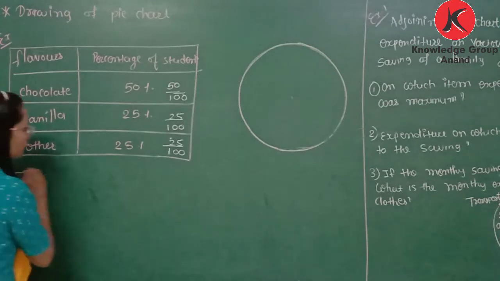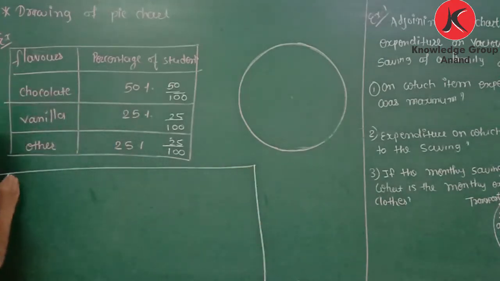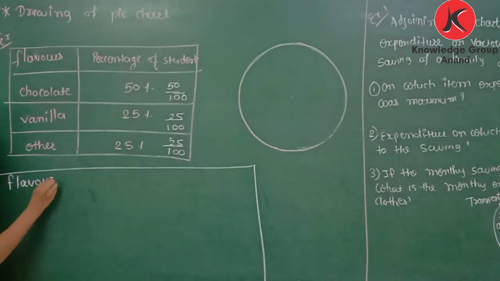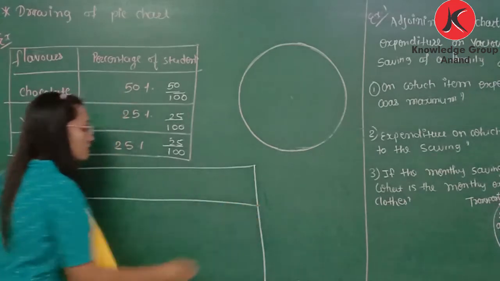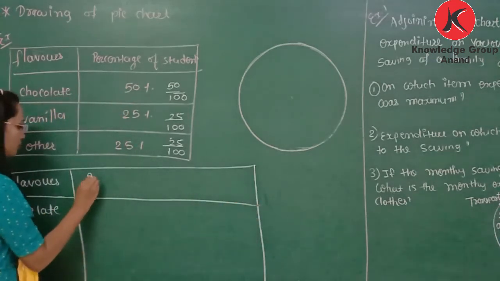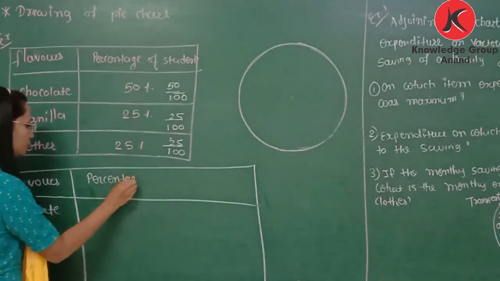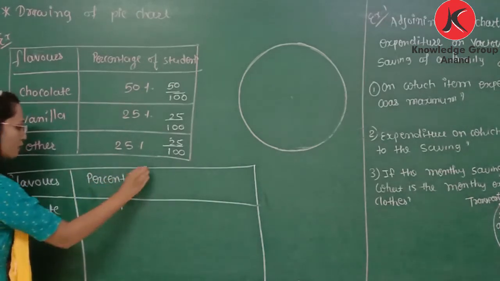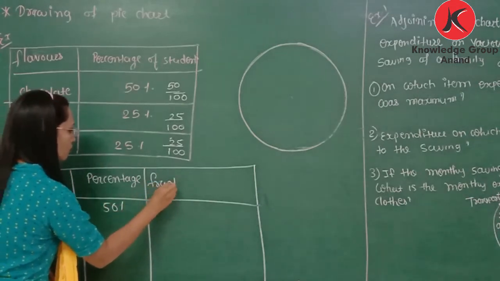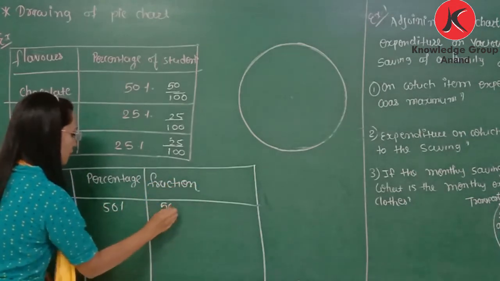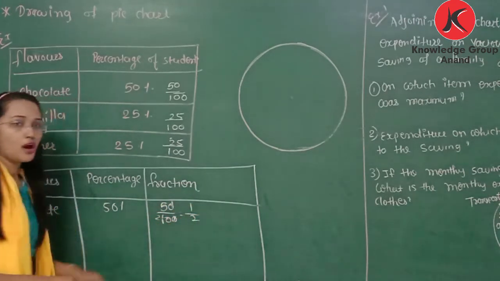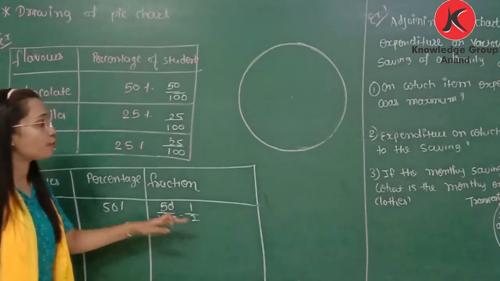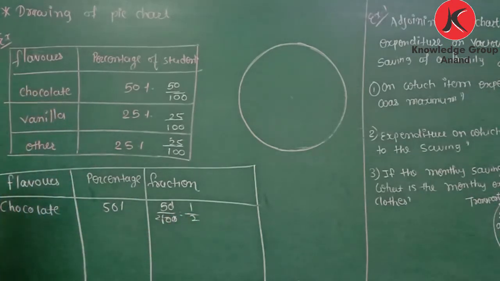So, let's make a table for that. Here, flavors. So, first is the chocolate flavor. Now the percentage is given, 50%. So we can find the fraction: 50 divided by 100. So it is 50/100, so 1 by 2. Now 1 by 2 means what? Half. Half part of the circle must represent chocolate flavor.